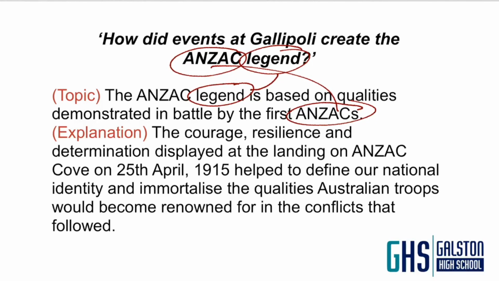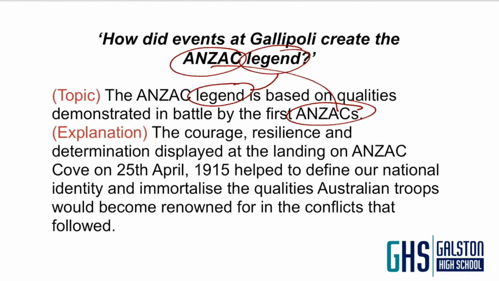Let's look now at the explanation sentence that goes on and gives more detail. The courage, resilience and determination displayed at the landing on Anzac Cove on the 25th of April 1915 helped to define our national identity and immortalise the qualities Australian troops would become renowned for in the conflicts that followed. You can see straight away that those ideas that are brought up in the topic are now expanded out, given more detail, so that we can actually hang evidence on it a little bit later on.